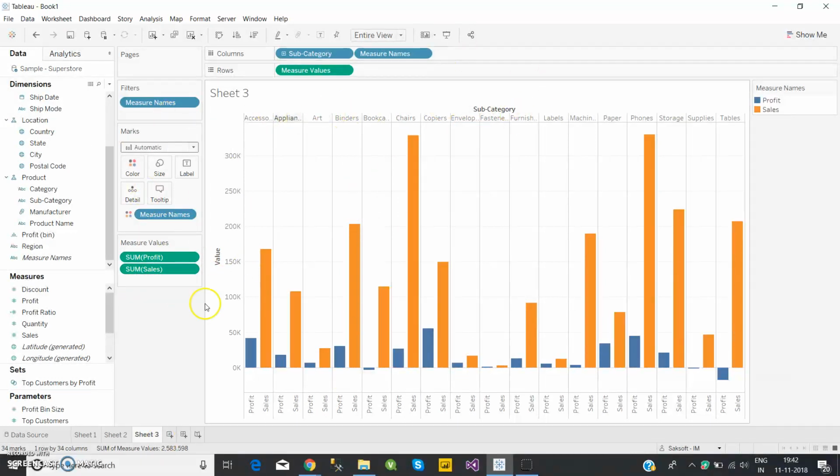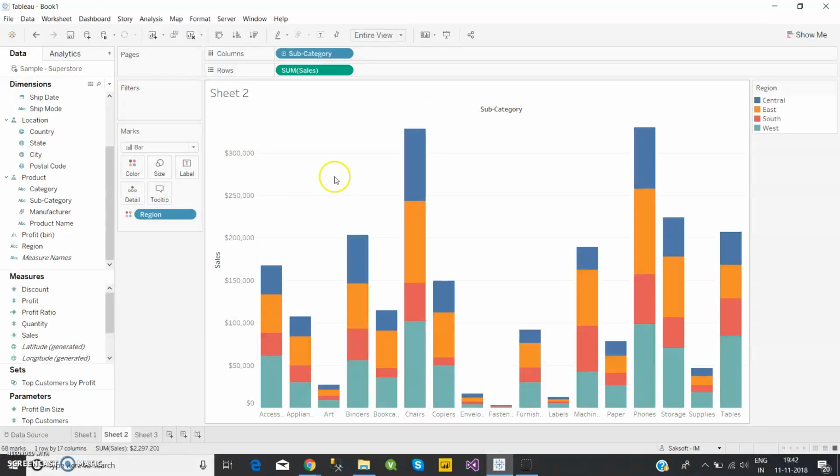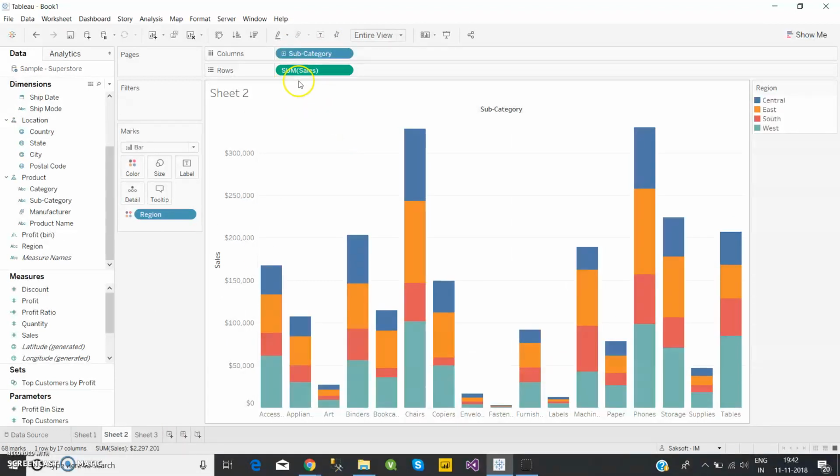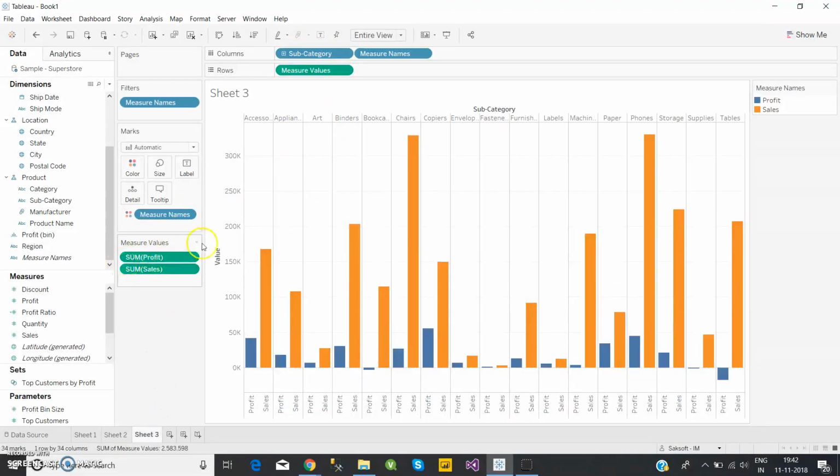This side by side chart is the exact opposite of the stacked chart. Here, two dimensions are involved and one measure is there. Here, two measures are involved for one dimension. Here I compared the sales for two dimensions. Here I am comparing the profit and sales for one single dimension. So let's look at an example.